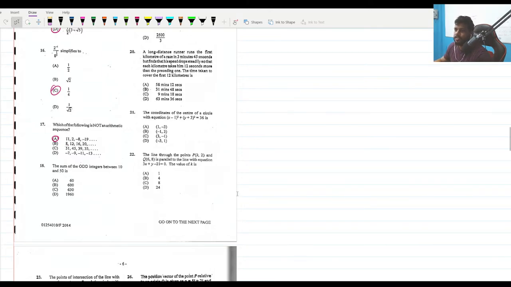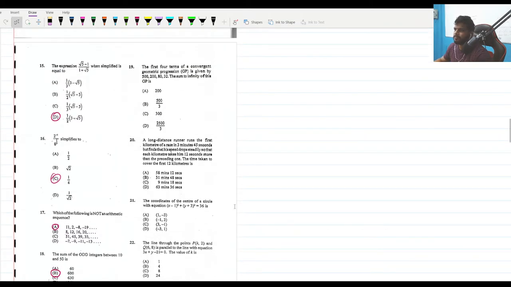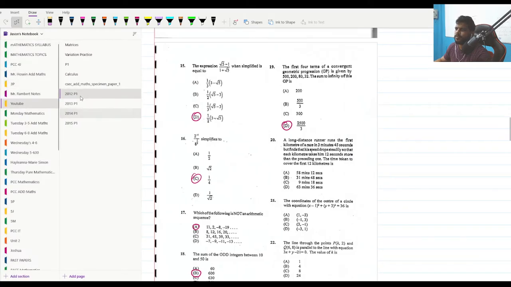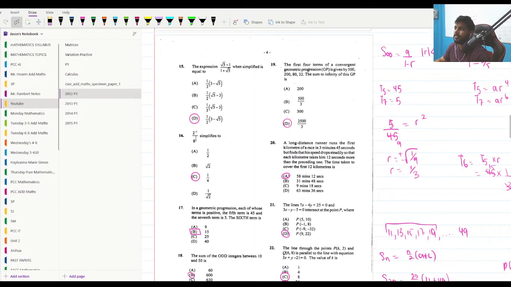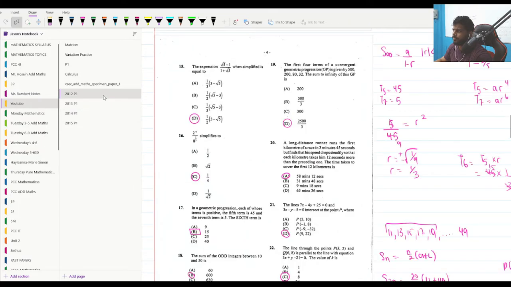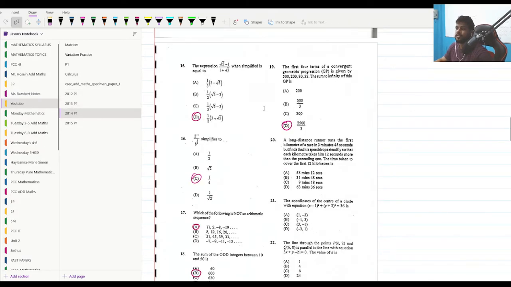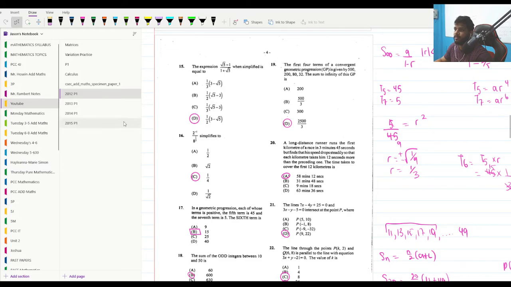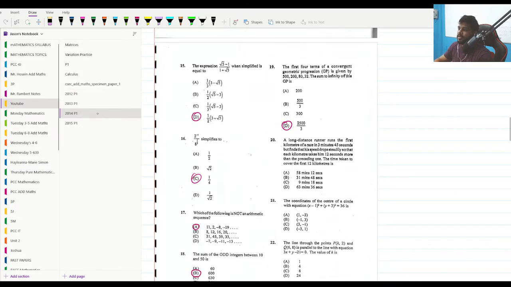The sum of the odd integers between 10 and 50 is, this is yet another repeat question. This is another repeat as well. I think this one is 2500 over 3. Let's check. I think this was from 2012, the GP question. Yes, it was. 500, 280, 32. Sum to infinity, 2500 over 3. Again, number 20, looking like a repeat question again from 2012. Yeah, 58 hours and 58 minutes and 12 seconds.